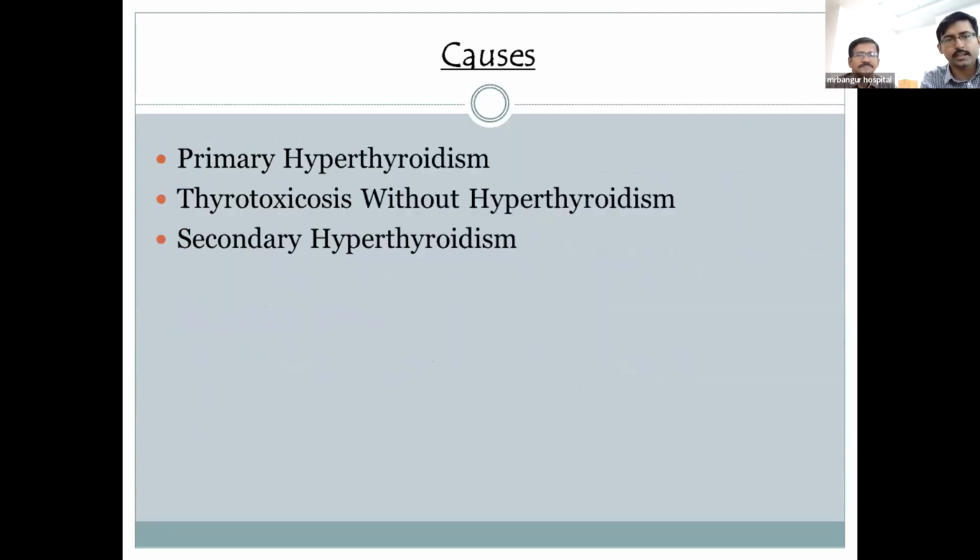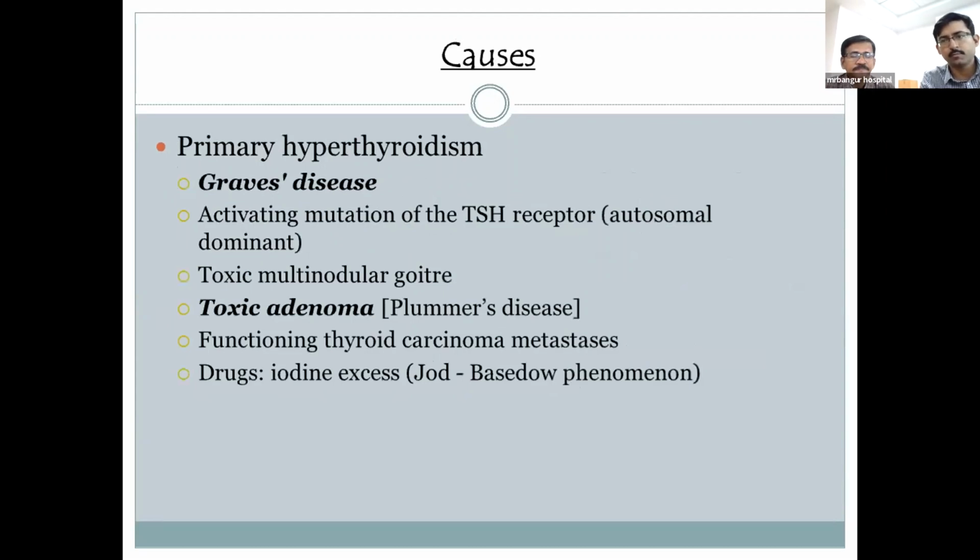Now, the causes can be of primary hyperthyroidism, thyrotoxicosis without hyperthyroidism, and secondary hyperthyroidism. Now, primary hyperthyroidism causes include Graves' disease, an activating mutation of the TSH receptor, which is usually autosomal dominant, a toxic multinodular goiter, toxic adenoma known as Plummer's disease, functioning thyroid carcinoma metastasis, and drugs, in which case there is an iodine excess, a sudden iodine excess, that is the Jod-Basedow phenomenon.